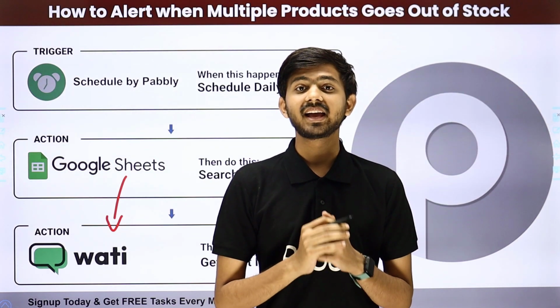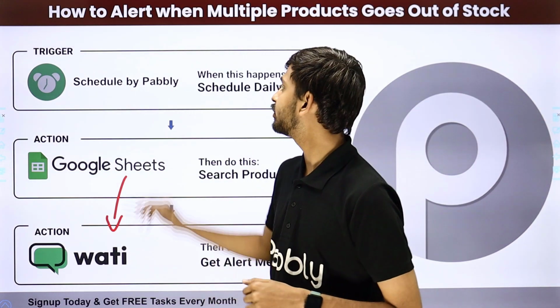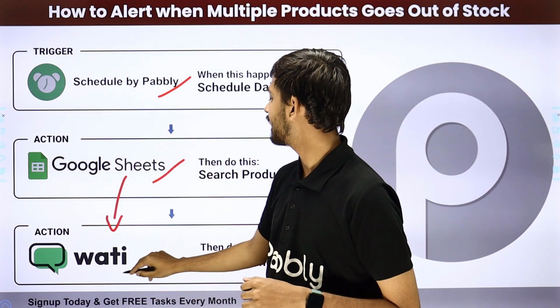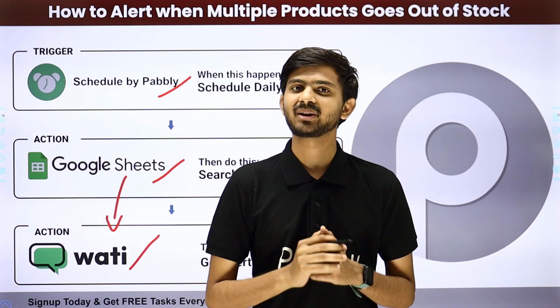So here we are going to use Pabbly Connect, which is an amazing software for automation and integration. In Pabbly Connect, we are going to use trigger and action. In the trigger application, I'm going to use Schedule by Pabbly. In the action applications, I'm going to use Google Sheets and Vati. So how am I going to create this integration? For that, let me take you to my computer screen.